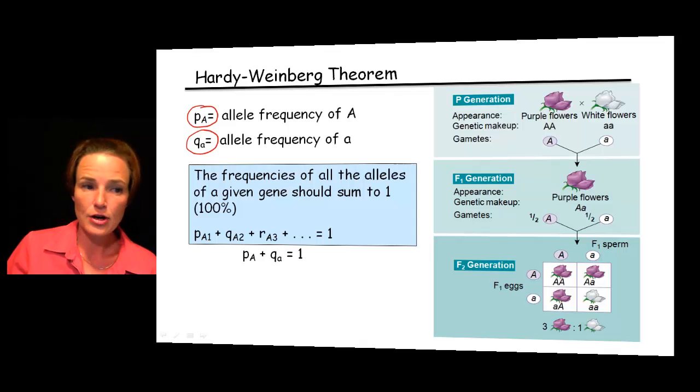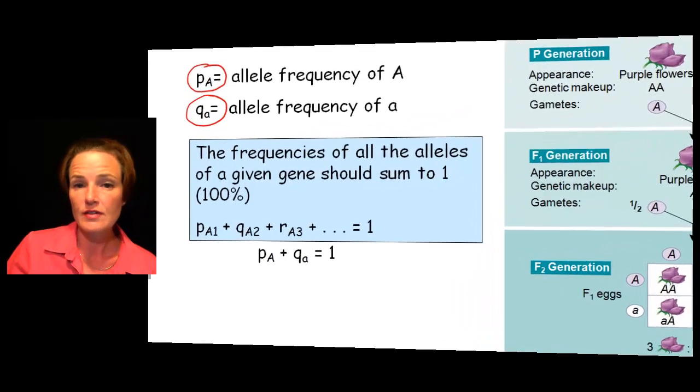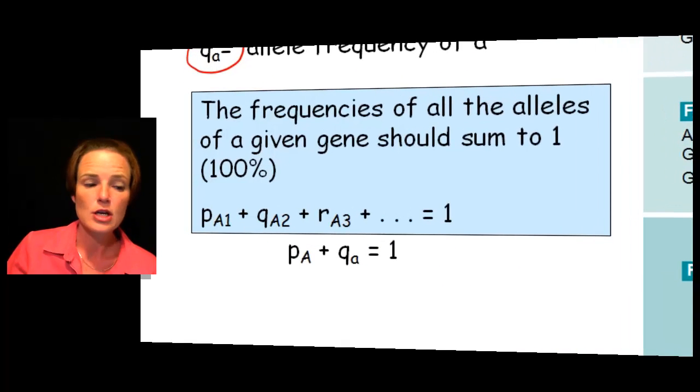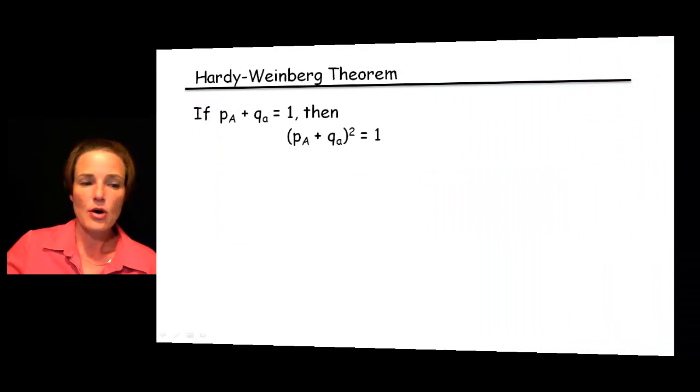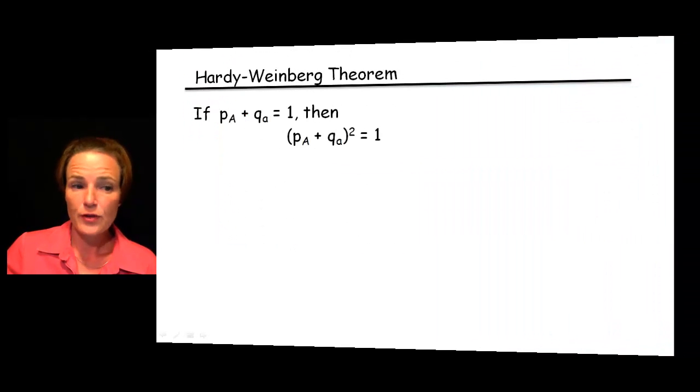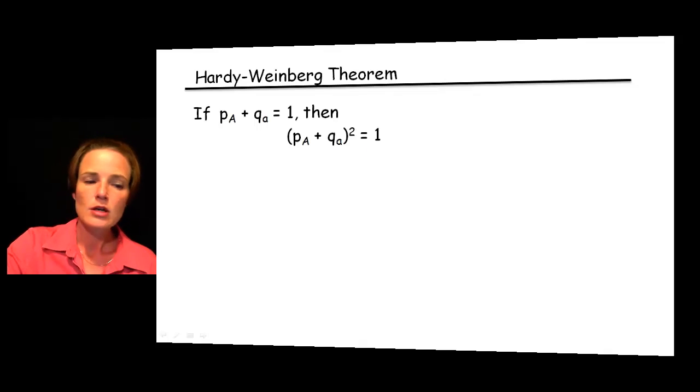Now, what Hardy and Weinberg said is that if you add together all of the frequencies of the alleles of a given gene, it should add up to 1. So basically, P plus Q, the frequency, is going to add up to 1. And we did see that happen in the last couple examples that we looked at. Now, they took this a step further. They said if P plus Q equals 1, then if you square that, it should also equal 1.